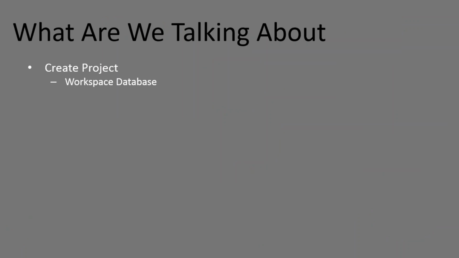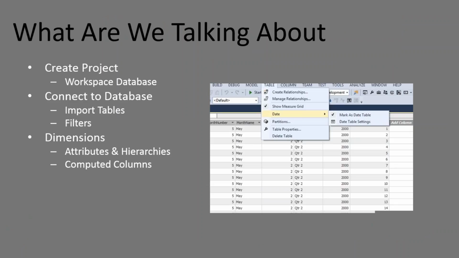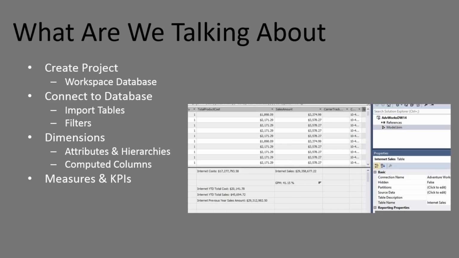So what are we going to talk about today? We're going to just crank into working on a tabular model. We'll start with creating a project using the workspace database. We'll connect to a relational database, import tables, and look at how to filter the data. Then we'll go to the dimensions and look at attributes and hierarchies that you can create. We'll also look at computed columns. We'll talk about what measures and KPIs are, and the differences between measures and computed columns.